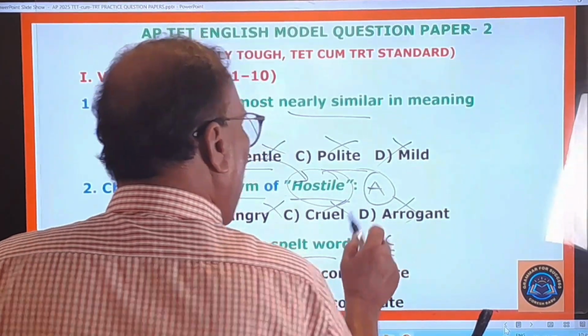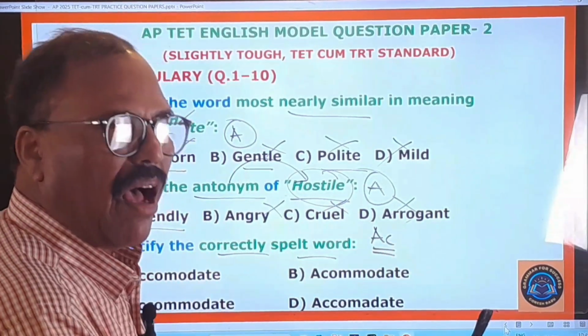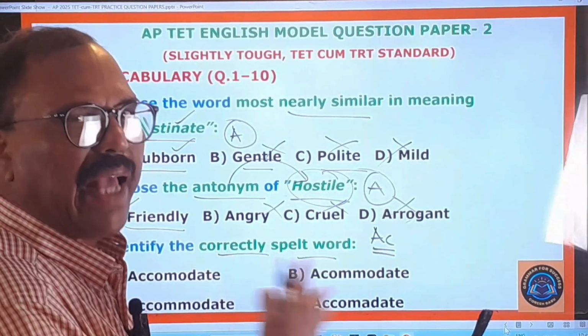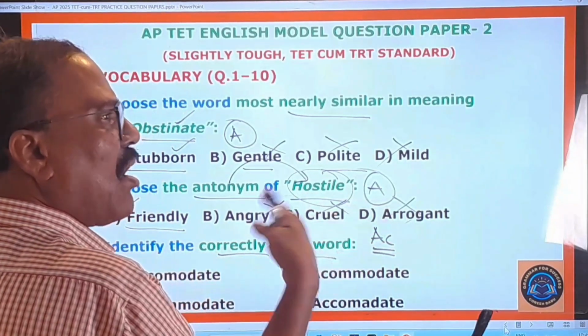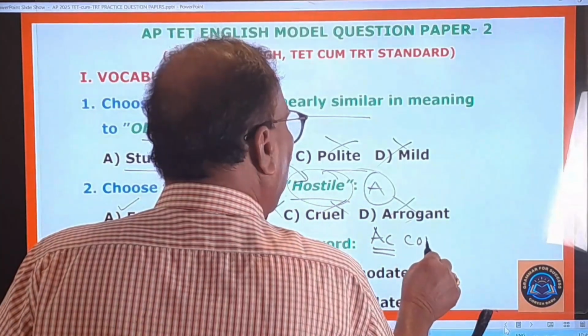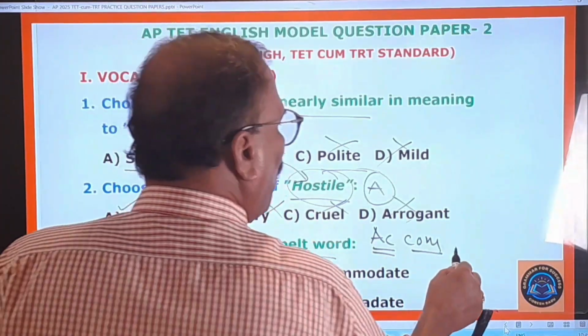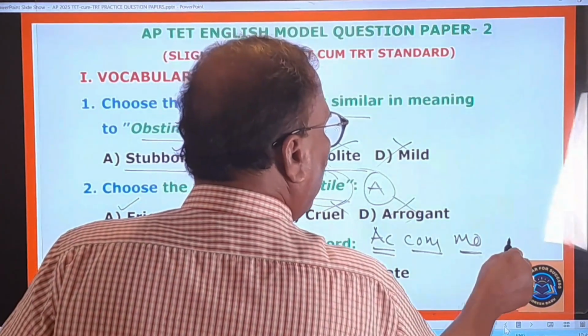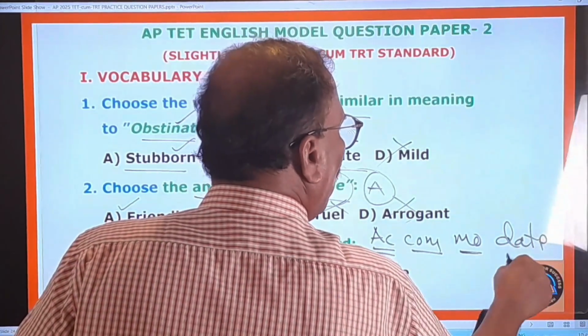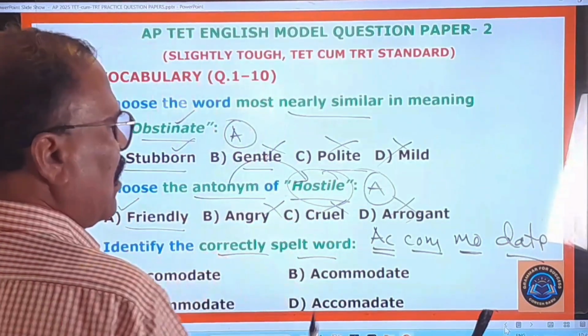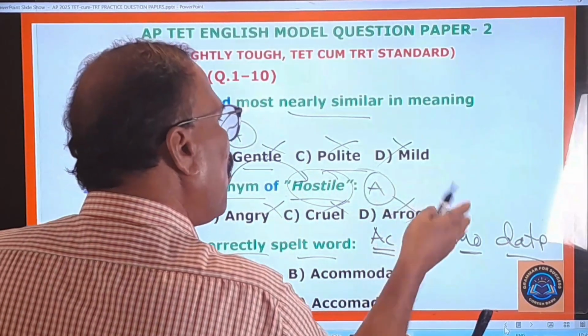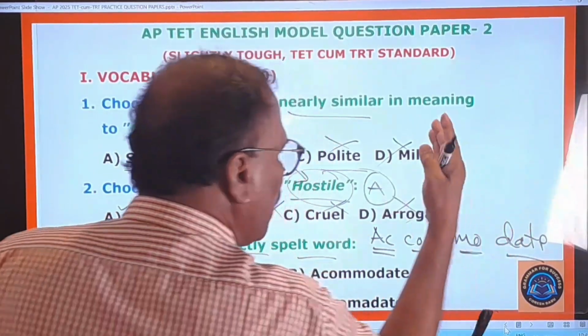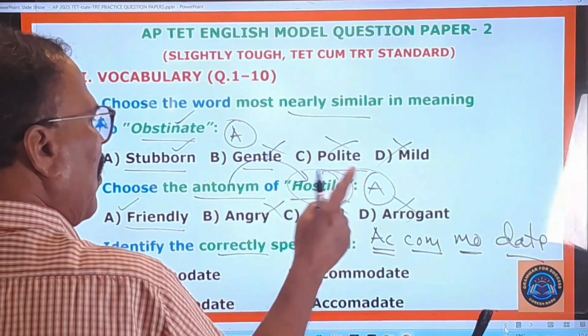AC, ak is always with AC. Accommodate, acquire, academy. AC always makes ak. Com is always COM, com. Mo, mo. Date, you know very well, date, DAT, date. So, accommodate, accommodate. So that is the correct spelling of that word.